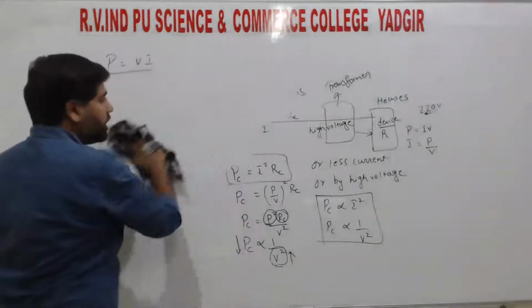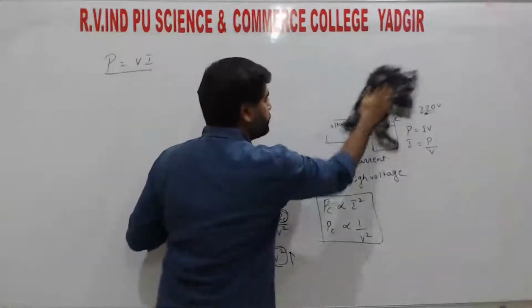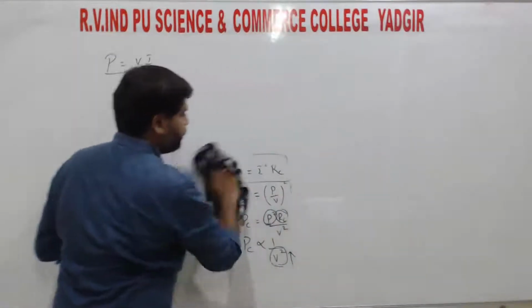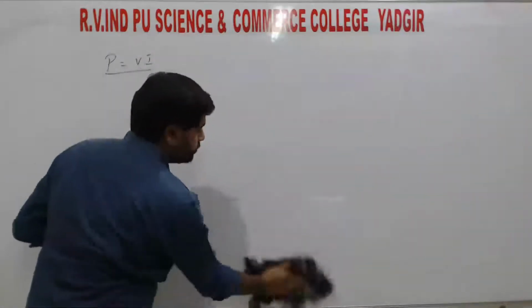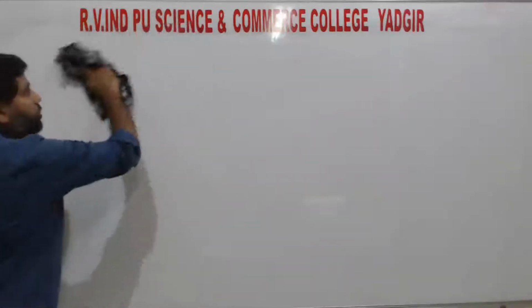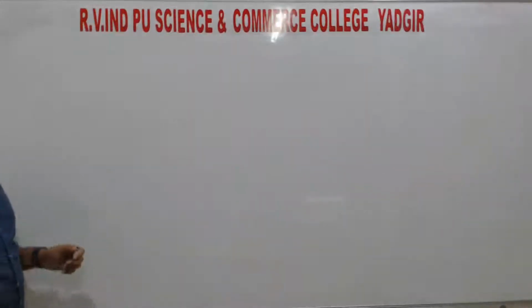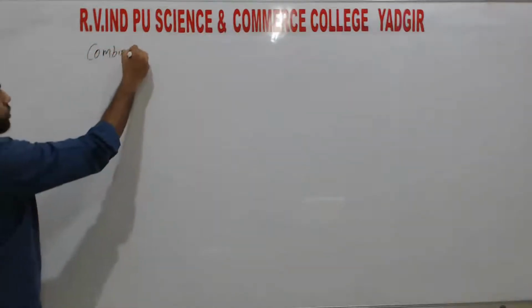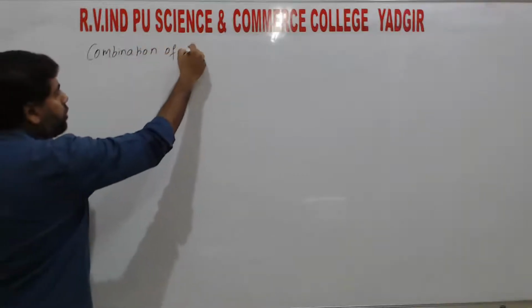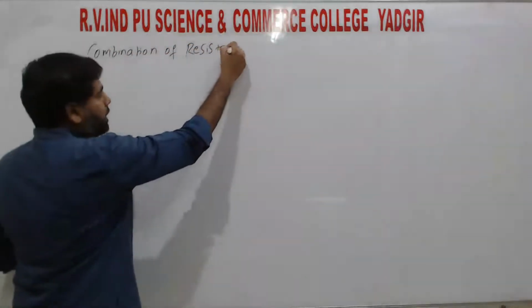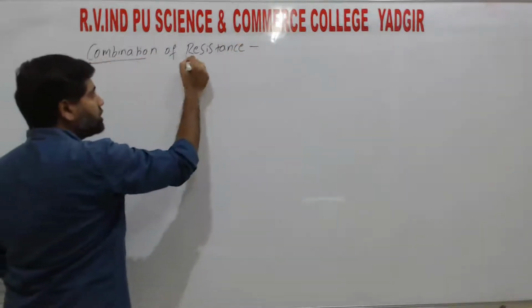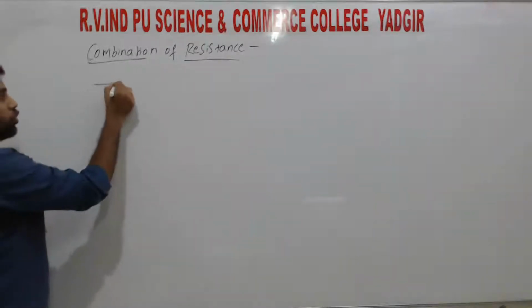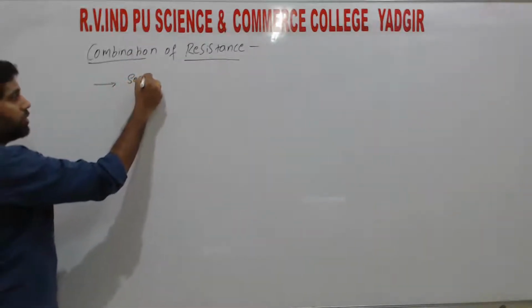So next, combination of resistance. Combination of capacitors we discussed in the previous chapter, right? So same here also. Combination of resistance or resistor. Resistors are devices, whereas resistance is a property. So here also we have two combinations. One is series.